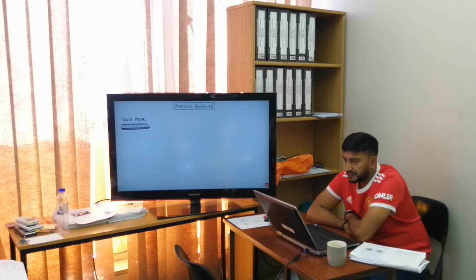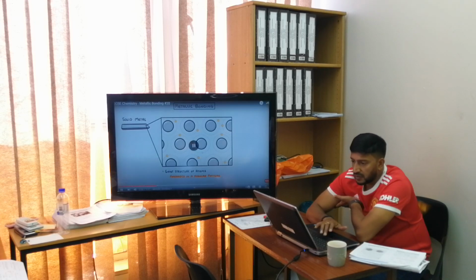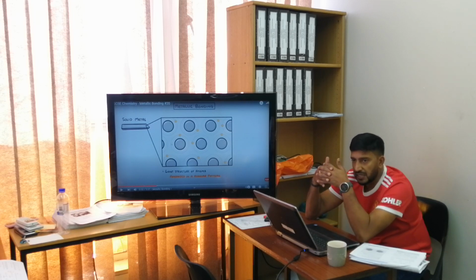If we think of a solid metal, it basically consists of a giant structure of atoms that are arranged in a regular pattern. In this picture, we've shown each atom surrounded by the electrons in its outermost shell. You're looking at the electron clouds around each atom, and the small e's are the free electrons or valence electrons that are now stuck together in terms of a metallic bond.